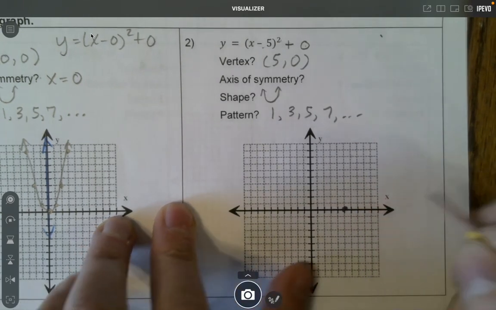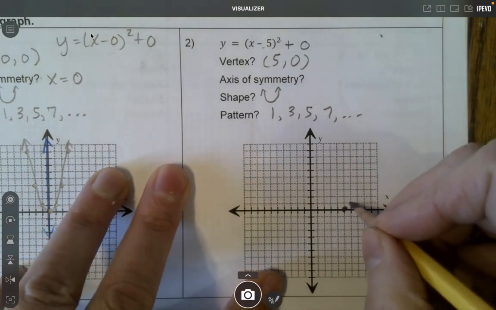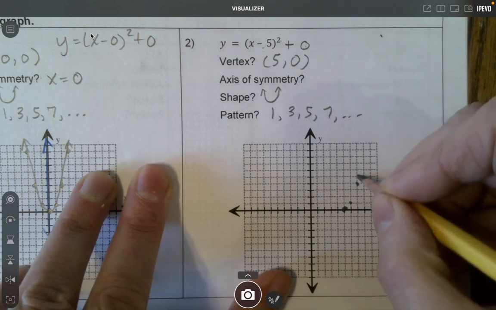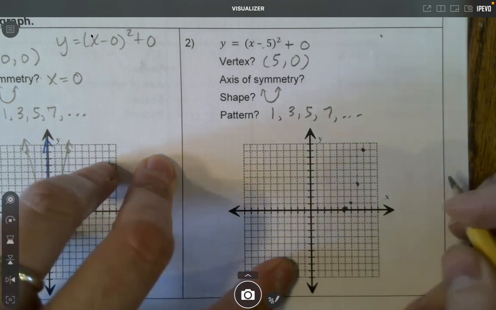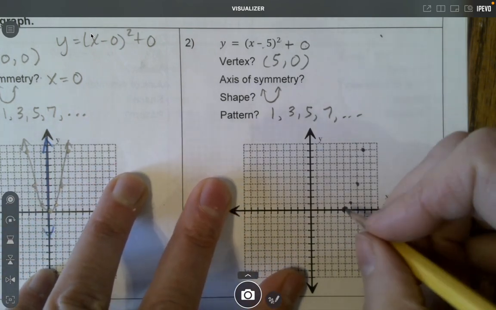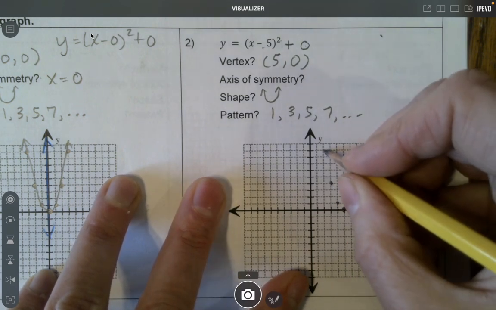Here's 5, 0 right on my x-axis, and then we're going to do that same pattern: up 1 over 1, up 3 over 1, and up 5 over 1. If you're not sure if you're making these correctly, just show your teacher your parabolas. We'll be able to look at it and immediately tell if you're graphing them right or not. We're really good at this.